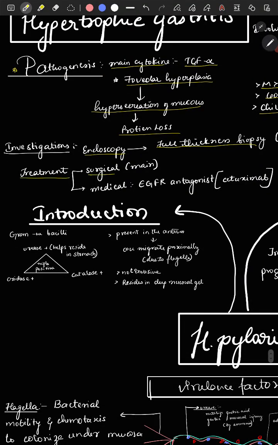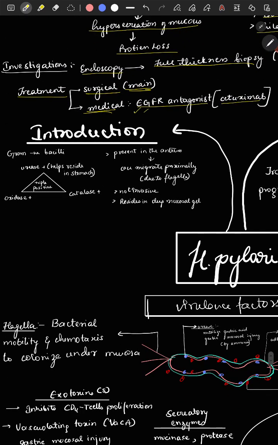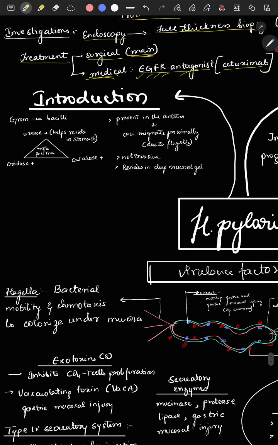The main treatment should be surgical. Medical treatment is an EGFR antagonist, that is cetuximab, an epidermal growth factor receptor antagonist.